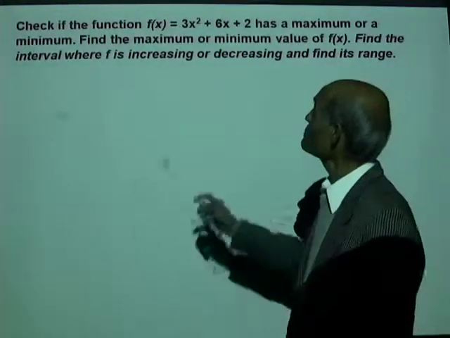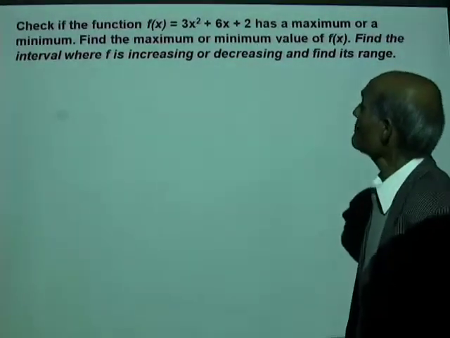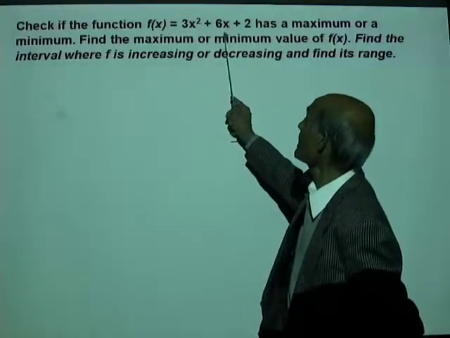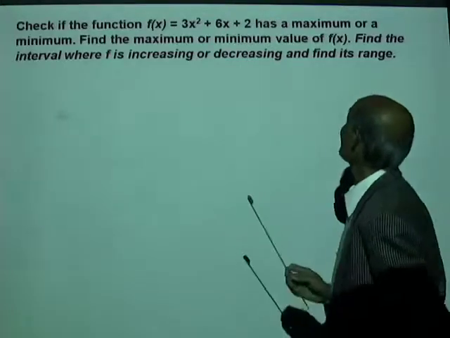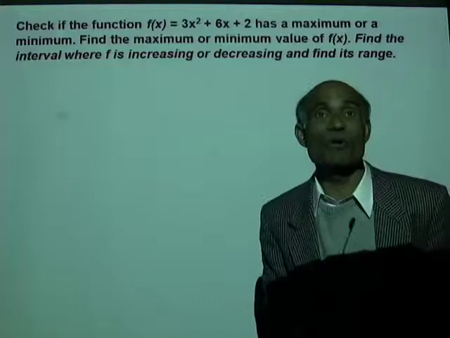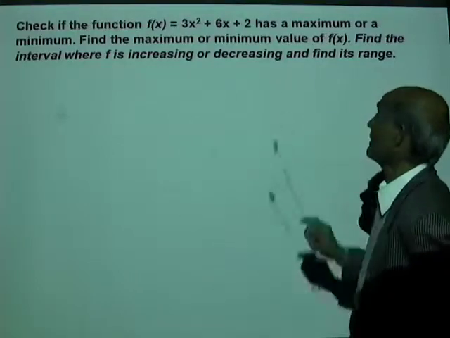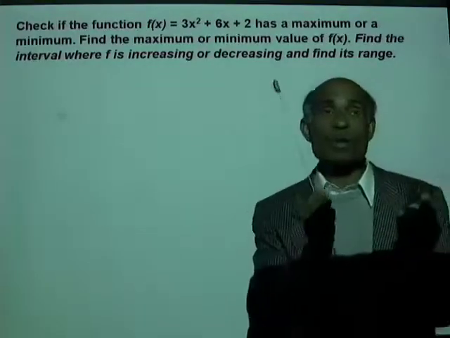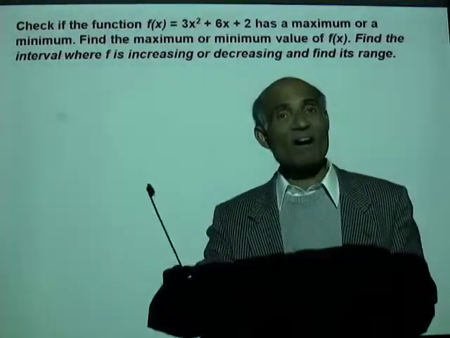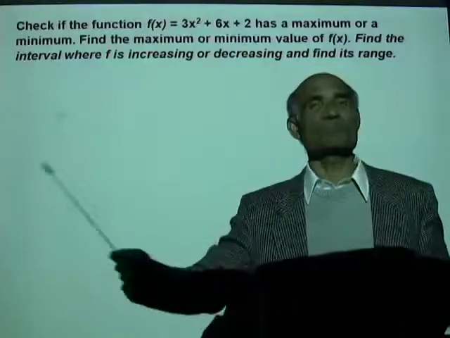Alright, let's try this problem now. Check if the function f of x equal to 3x squared plus 6x plus 2 has a maximum or a minimum. Find the maximum or minimum of f of x. Find the interval where f is increasing or decreasing, and find its range.